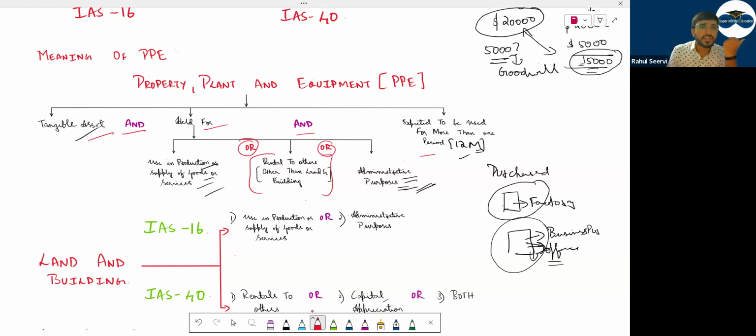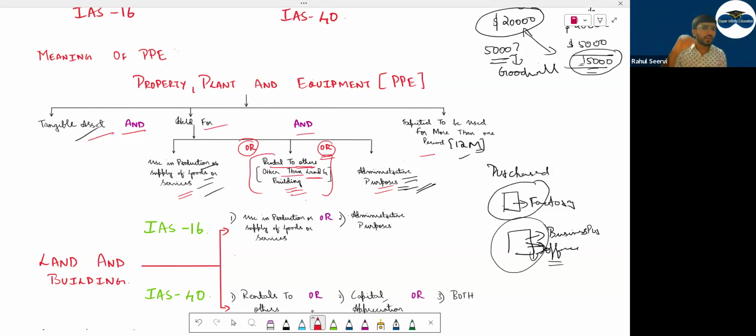So tangible asset, either it should be used in business, or it is used for administrative purpose, or it is rental to others other than land and building. It is given on rent. I purchased a machinery today, I have given this on rent. Then it will still be a PP, but that rental item should not be land and building. Other than land and building, anything I purchase and I've given this on rent and it is tangible and it is expected to be used for more than 12 months, it will be PP. Is this definition clear to everyone?